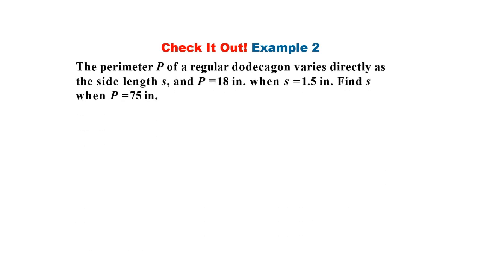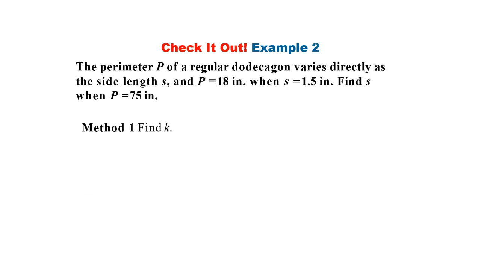Example number 2. The perimeter P of a regular dodecagon varies directly as the side length S, and P equals 18 inches when S equals 1.5 inches. Find S when P equals 75 inches.